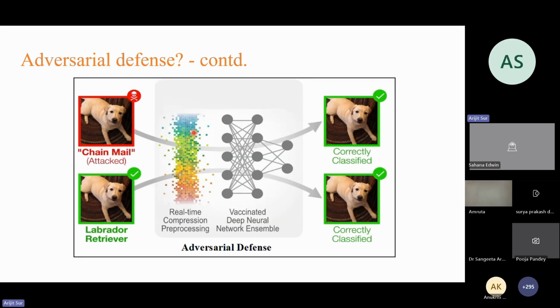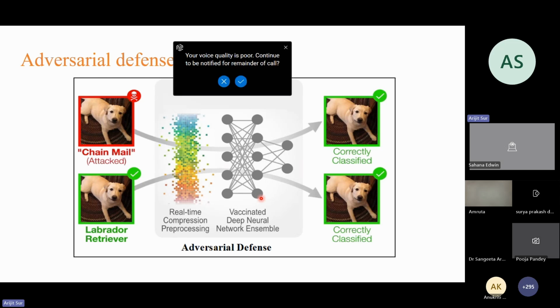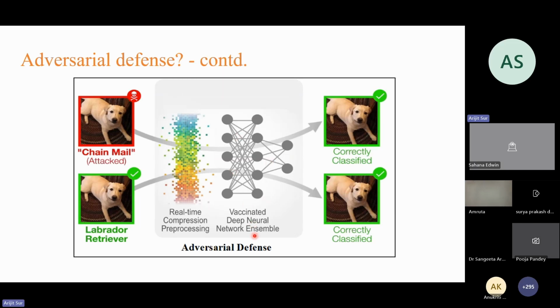But if we do some real-time compression preprocessing, or some vaccination, meaning the neural net is trained in such a way that it is not easily fooled by this adversarial example, this is called a vaccinated neural network, so that it is correctly classified. Okay, so this is just the concept. We'll come to how later.